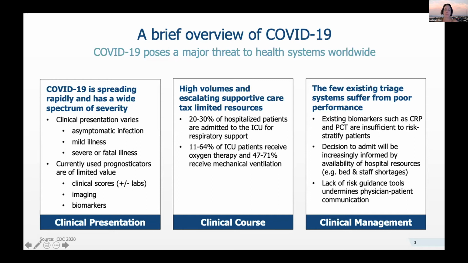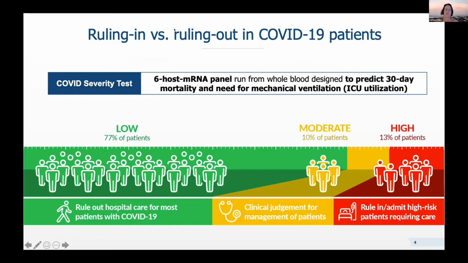So in terms of what I'll be presenting today, we'll be talking about a COVID severity test developed by Inflammatix, and I'll be talking about how this 6-host mRNA panel that is run from whole blood was designed to predict 30-day mortality, as well as the need for mechanical ventilation and critical illness. And we'll see that we can stratify patients into 3 different bands. So the vast majority of patients, almost 80%, will be in the low risk category.